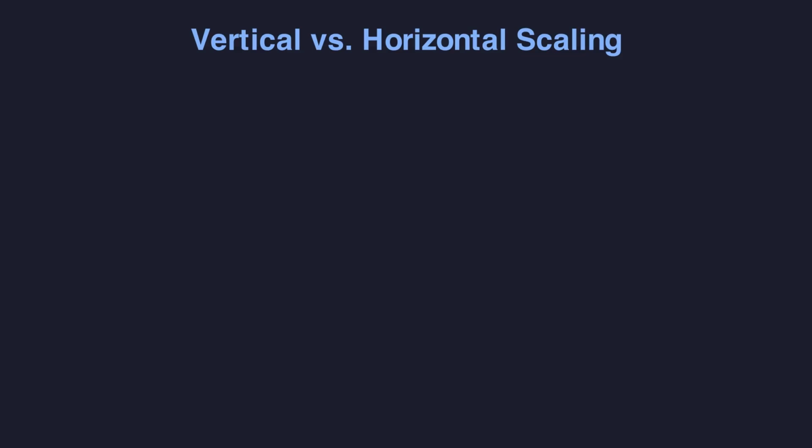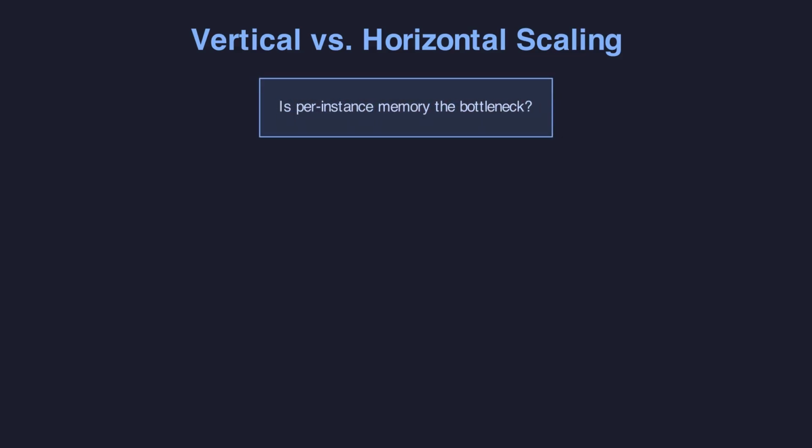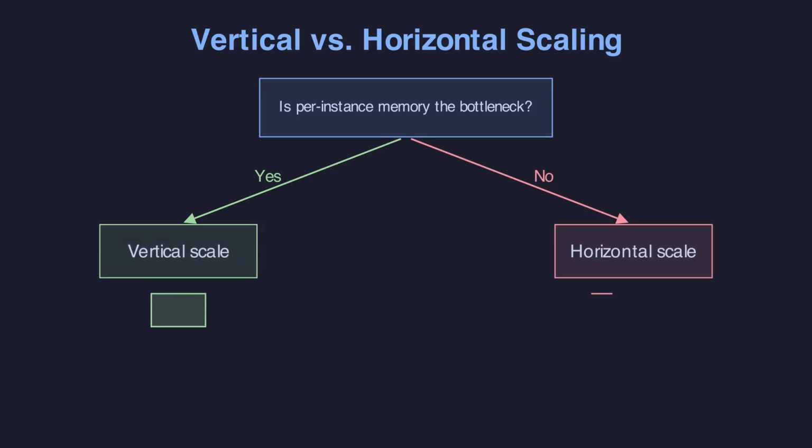So, when should you use which? Horizontal scaling dominates when the work is embarrassingly parallel and memory per request is small and bounded. Think serving static assets, crunching image thumbnails, or handling stateless API calls with lightweight JSON.